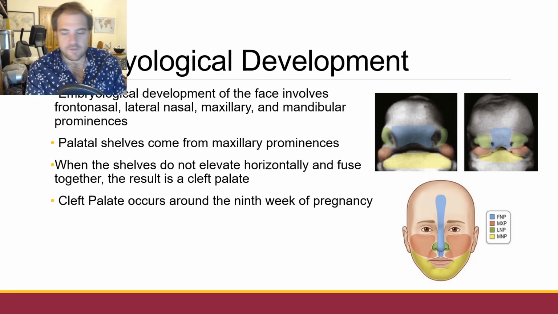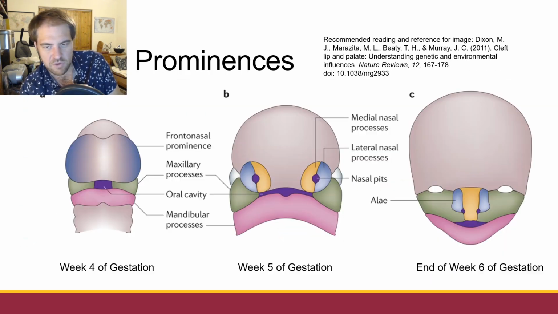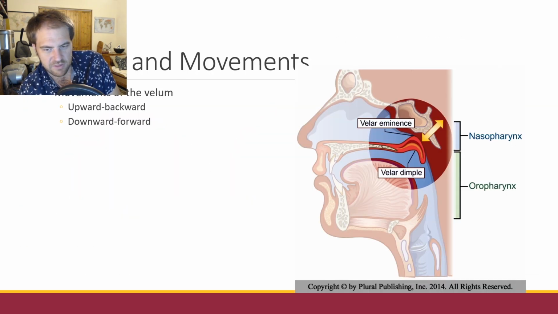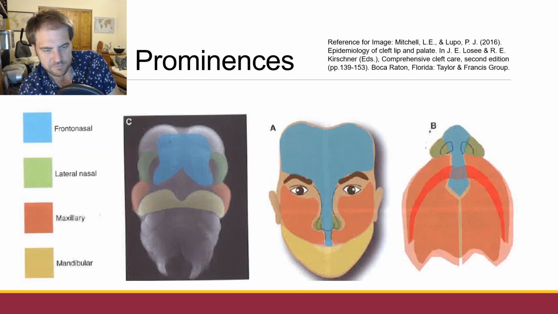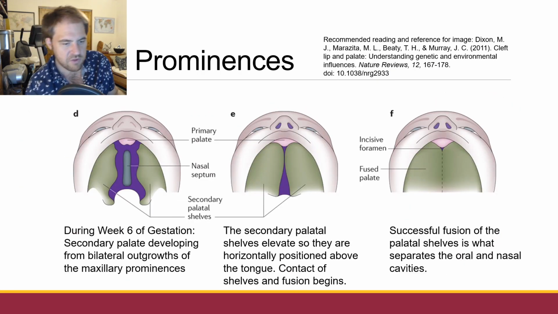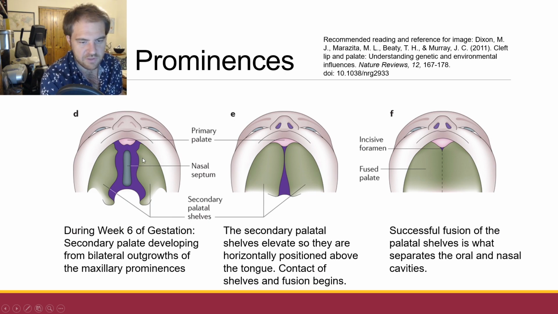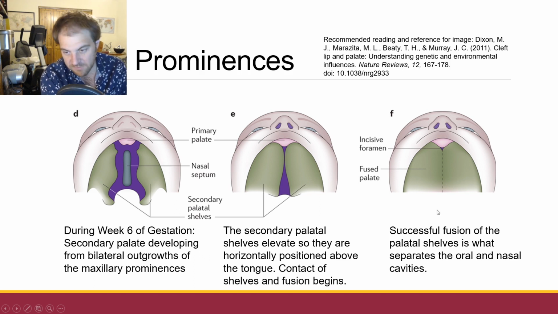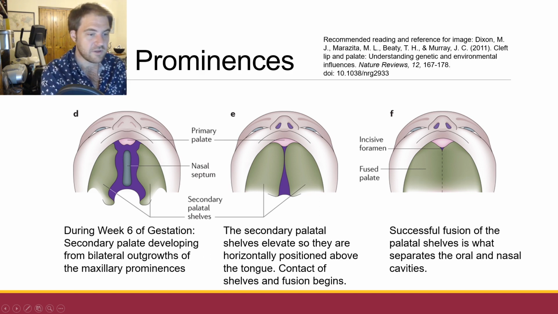Okay, so here's where we're going to watch a video. I've got all these pictures of what's going on during development, but none of these seem to show it as well as this video that I have. This picture is pretty good. This shows the palatal shelves coming together, and they should link up right here and then fuse together. This is what should happen. So let's take a look at this video.